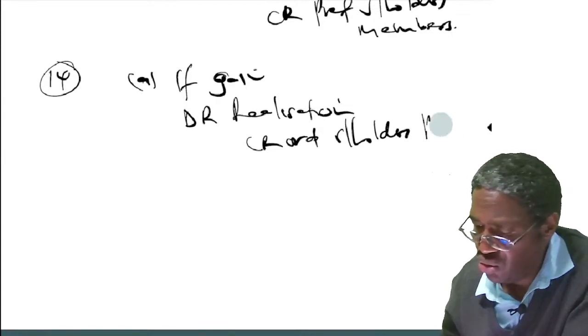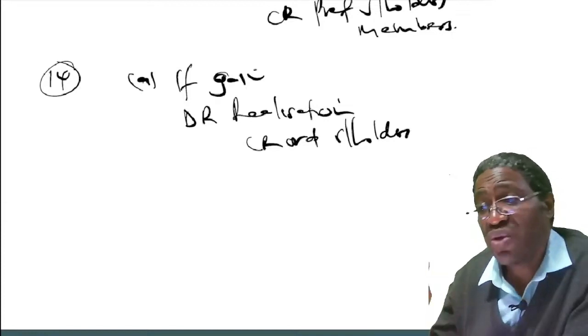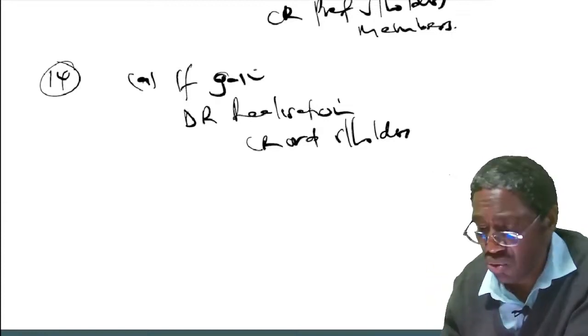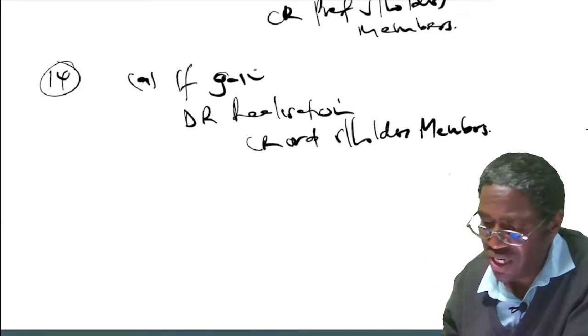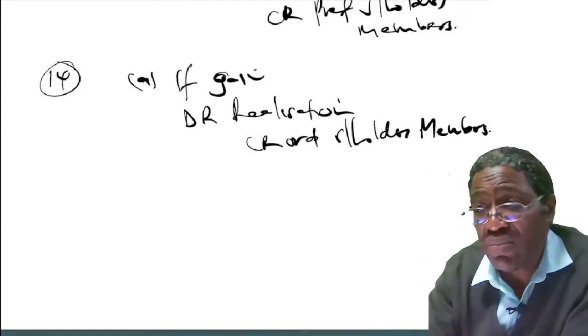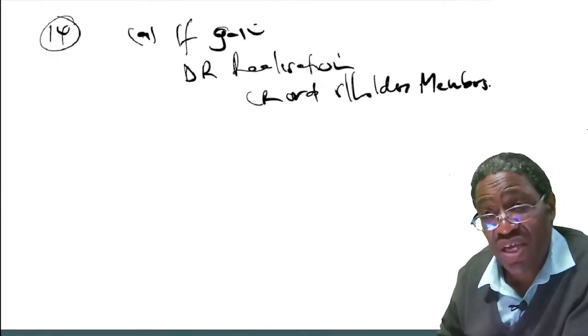Remember, I told you, you are selling your business at a gain, meaning what you are receiving, when the credit was more than what you are giving out. That was a gain to us. So you debit realization and you credit the members. That is number A, if gain.